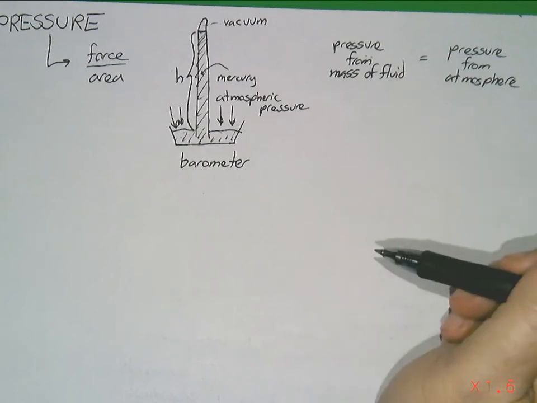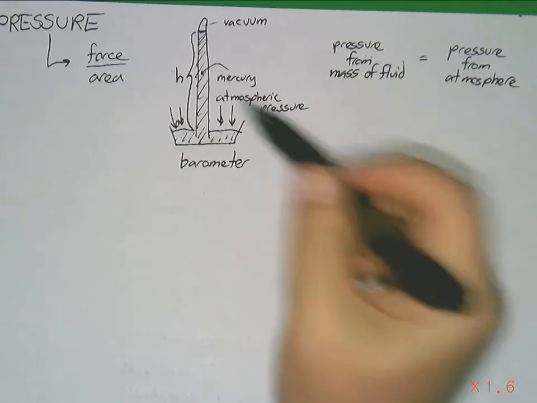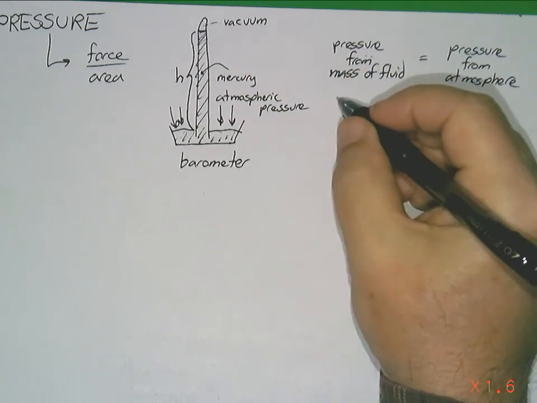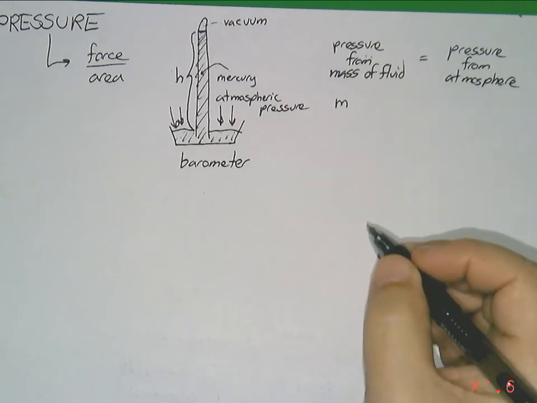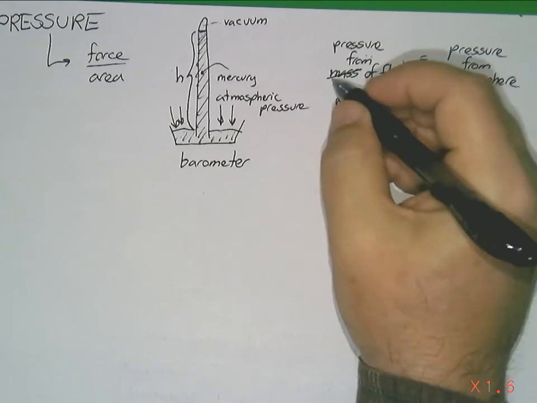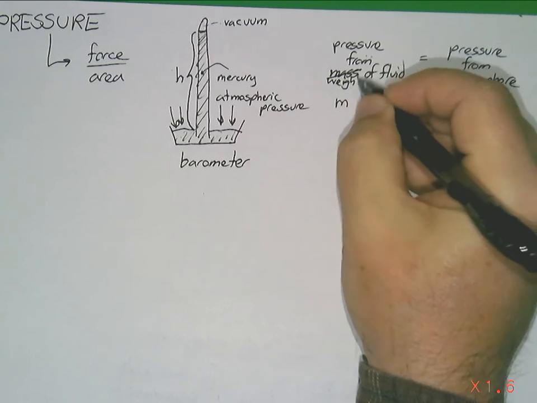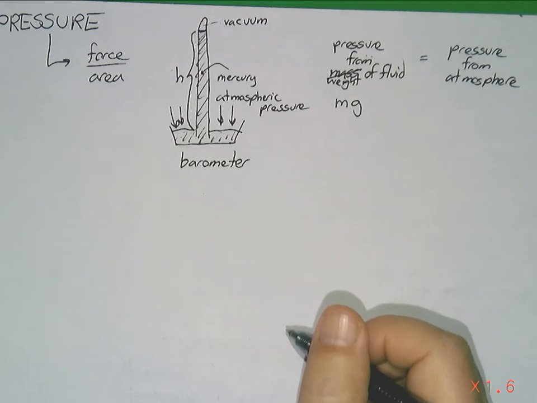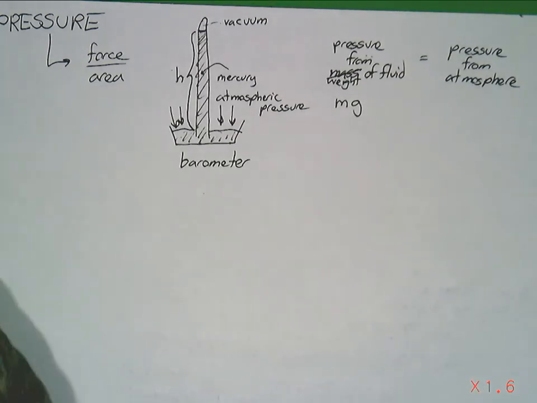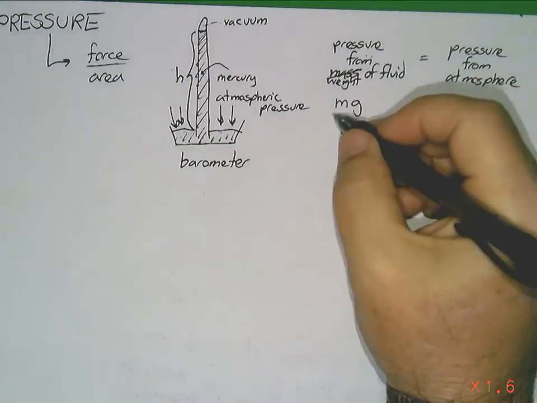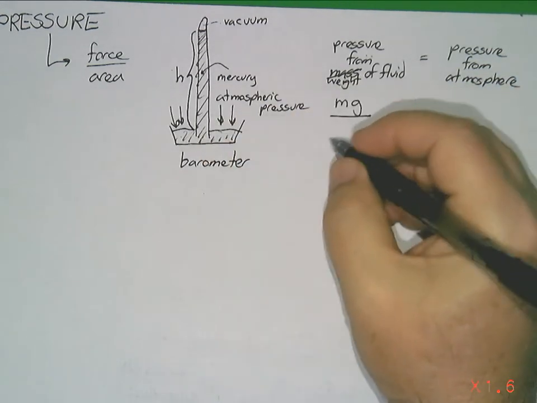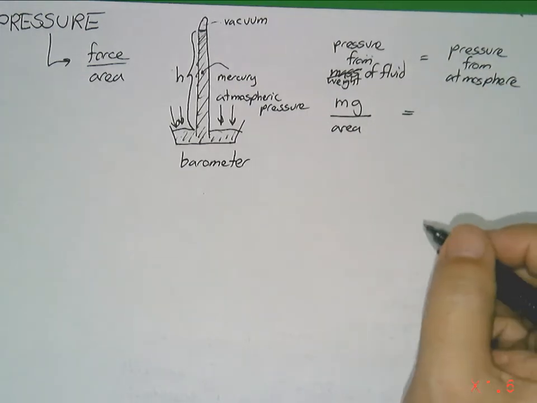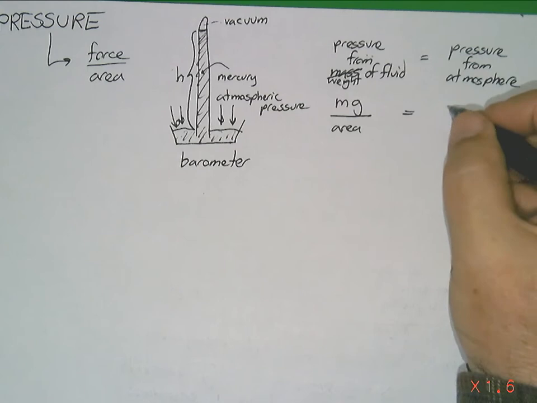Now we said that pressure was the weight of the fluid column on this side. So it's going to be the pressure from the weight. And the weight is going to be the mass of the fluid column times the acceleration due to gravity that we talked about last time, divided by the area of this thing. So that's going to be equal to the pressure from the atmosphere. Let's just call this pressure P.